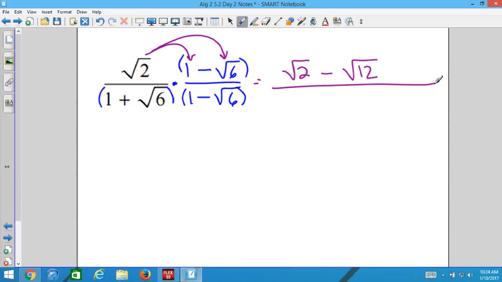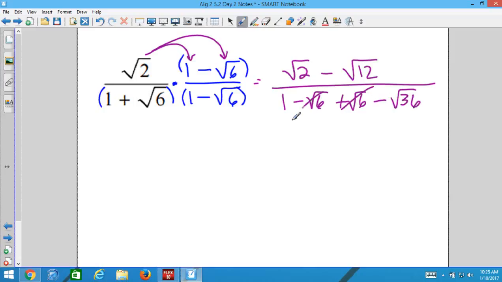What do we do on the bottom? FOIL. Distribute FOILs the way you distribute. It is still the distributive property. Yeah, it's called the extended distributive property. 1 times 1, and then minus radical 6, and then plus radical 6, and then minus radical 36.